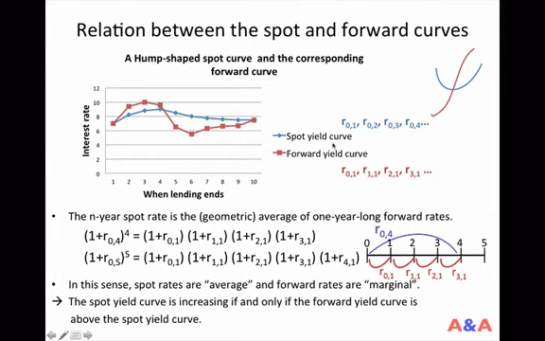So when the marginal value is above, the average goes up, and when the marginal value is below the average, it goes down. By that logic, the spot yield curve is increasing if and only if the forward yield curve is above the spot yield curve, because spot rate is the average value and the forward rate is the marginal value.